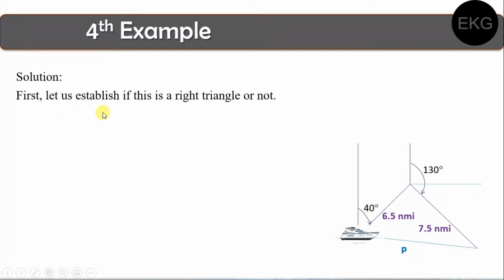Let us first establish if this is a right triangle or not. Right triangle ba talaga itong nabuo natin? Para maging applicable yung mga natutunan natin na mga formulas. So, to determine whether this is a right triangle or not, tanggalin muna natin yung hindi natin kailangan sa drawing. Tanggalin natin yan. So, let's focus our attention on this particular. So, nag-extend tayo dito.